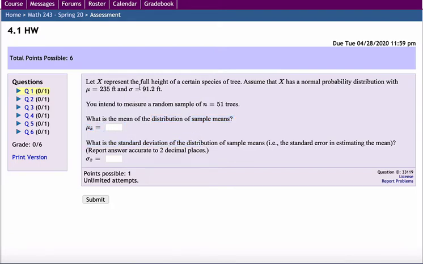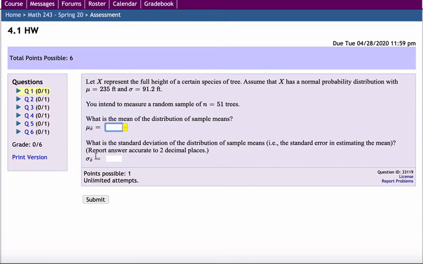They give you mu and sigma, and then they tell you n. If I were giving you this on a quiz, I would say you intend to measure a random sample of 51 trees. I wouldn't say n equals 51. Not quite that nice, I suppose. And then maybe I'd ask you for the center of the distribution. The center of the sampling distribution, mu sub x bar is the fancy symbol for that. And it's always just equal to mu, so your answer here will be 235.